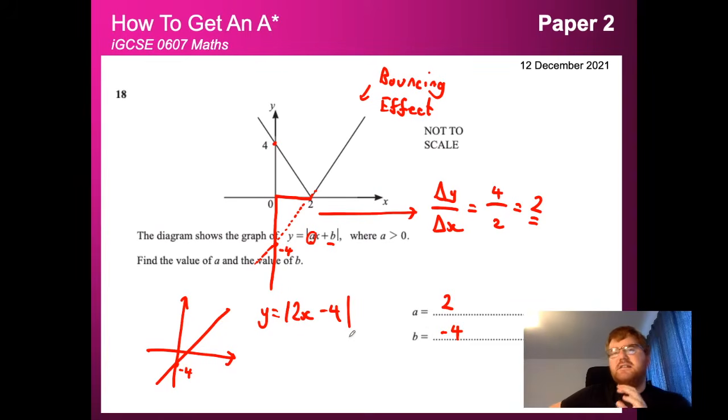Now, why is this considered an A star question? Well, this doesn't really come up very often. So that's number one, it doesn't come up very often. And two, it's going to take a topic that's taught, of course, on this course, but not in any great depth. So you don't really get the experience of questions that you would, say, on cumulative frequency.